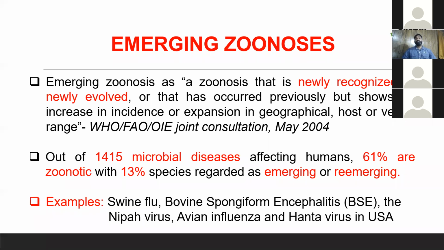So it's very pertinent that we all should be aware and do more research in these areas so that we can definitely save humankind and also a lot of animals from either zoonosis or reverse zoonosis, whatever it may be. Some of the examples, as I already mentioned, are swine flu, bovine spongiform encephalopathy (BSE), the Nipah virus, avian influenza, and hantavirus in the USA, especially because these are emerging zoonoses.